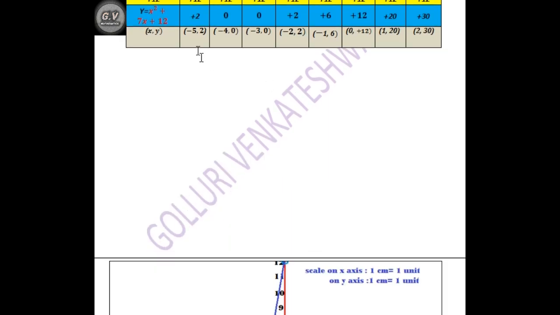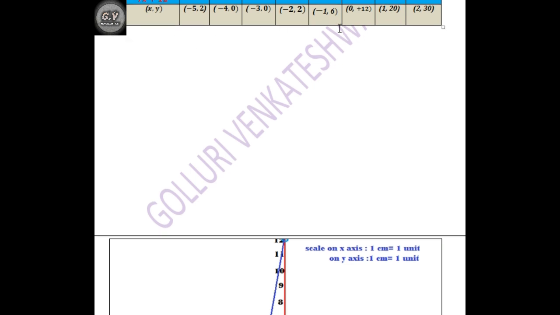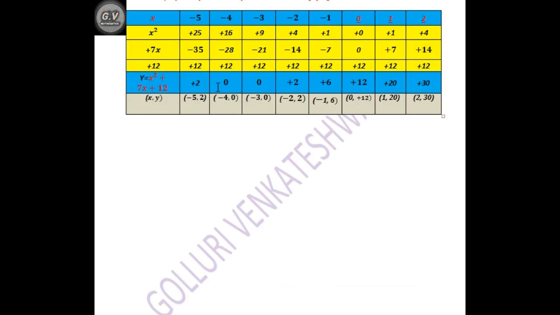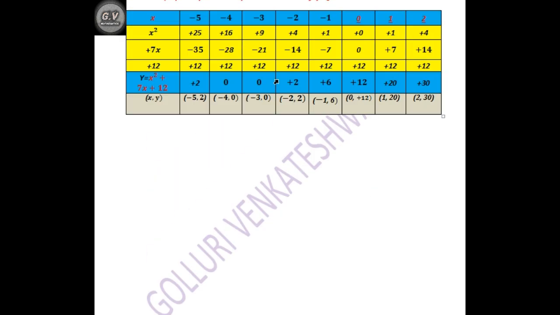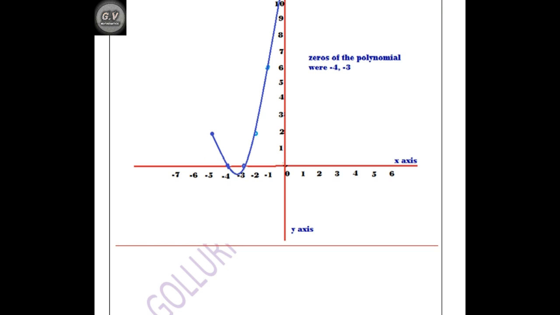Now representing these ordered pairs on the graph, minus 5 comma 2. Look here, all the y values are positive. No negative values are given. Y values are positive, which means no need to extend negative values on the y-axis. Here this is the y-axis, the vertical line taken as the y-axis, and the horizontal line is taken as the x-axis.